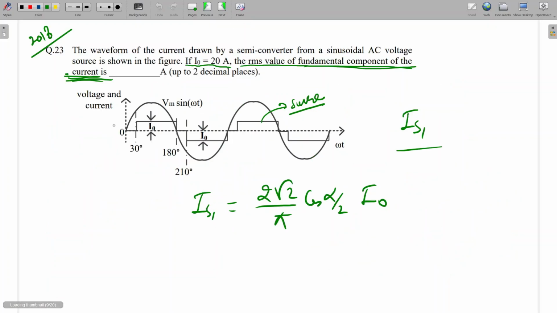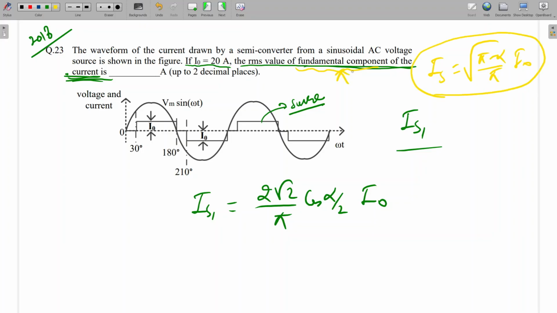If they ask for the RMS value of the source current, not the fundamental current, then IS RMS will be square root of (pi minus alpha by pi) into I naught. That will be the normal source RMS current. But for the RMS value of the fundamental component of the source current, we apply this formula.